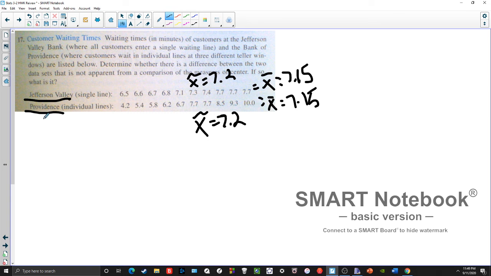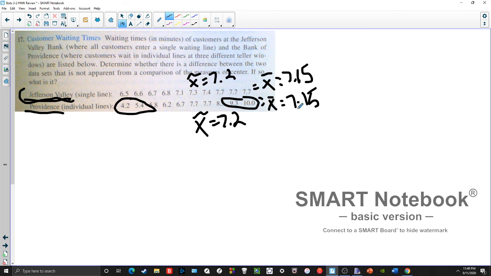Here's the main difference, though, is that Jefferson Valley is a lot more consistent in their average. So you see all these numbers are pretty close together. Whereas for Providence, you have some numbers that are on a pretty low end and some numbers that are on the pretty high end. So if you go to Jefferson Valley, you're more likely to wait at least the average time or more, or a little bit less. Whereas if you go to Providence, you're kind of gambling. Like you might hit it big and wait just a few minutes, or you might get really unlucky and wait a long amount of time.